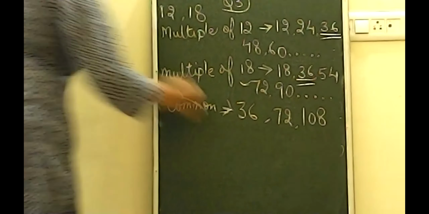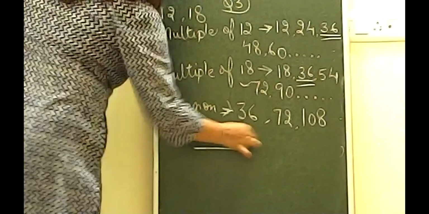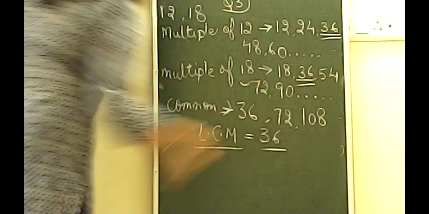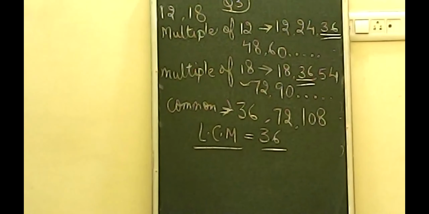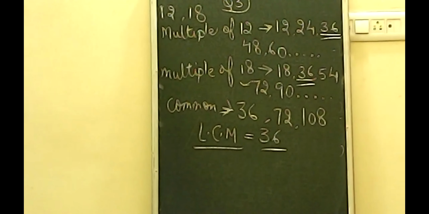So after doing this, if somebody asks you what the LCM is over here, the LCM is only 36 by using this method, because LCM means the least number. So the least number is 36 in this question. So we'll write it down till here. Okay. Now move on to the next step.